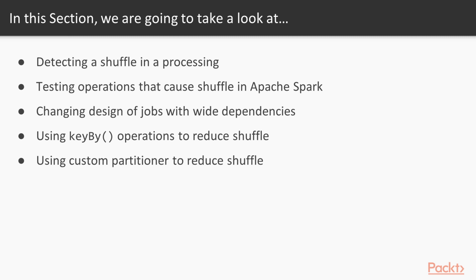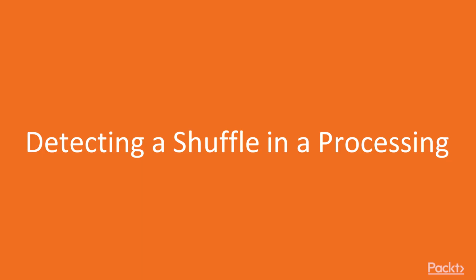Next, we'll see how to change the design of jobs with wide dependencies. In the fourth video, we'll be using key-by operations to reduce shuffle. In the last video of this section, we'll see how to use a custom partitioner to reduce shuffle of our data. And this is the first video, in which we'll be detecting a shuffle in a processing.